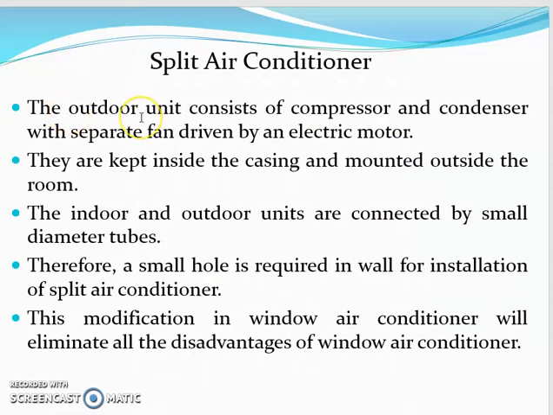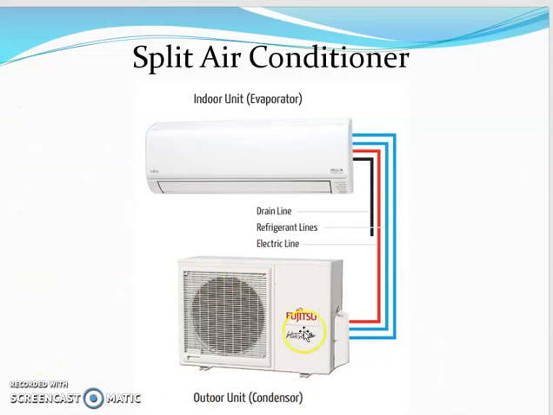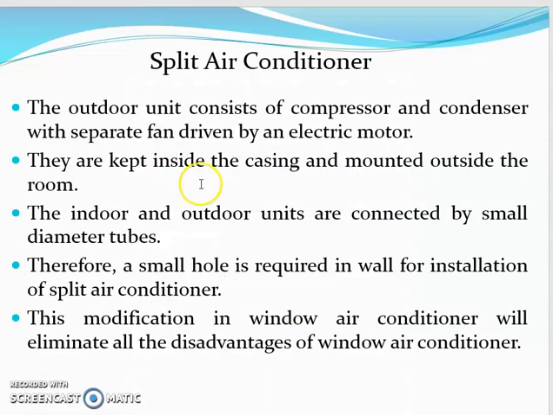Next is the outdoor unit. The outdoor unit consists of the compressor and condenser, and the condenser also has a separate fan to enhance the condensation rate. That condenser fan is driven with the help of an electric motor. The compressor is also run through an electric motor, and both these components are kept inside the casing and mounted outside the room. The indoor and outdoor units are connected by small diameter tubes.